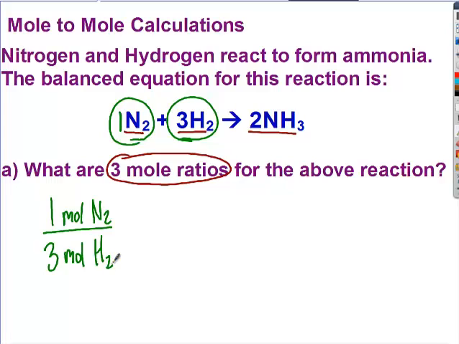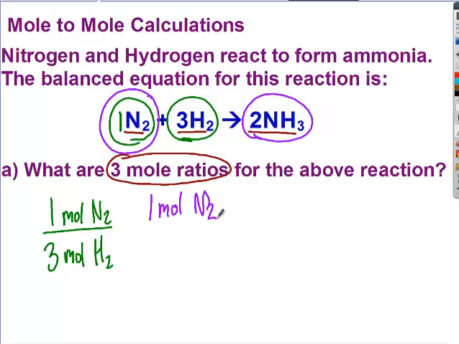Okay? Let's pick another combination. Let's do nitrogen again, but instead of hydrogen, let's pick NH3. So we'll start with nitrogen. Again, I still have 1 mole of N2. And I have 2 moles of NH3. So what does that mean? In this equation, it'll be a 1 mole of N2 to 2 moles of NH3 ratio. Okay, I'm comparing them.